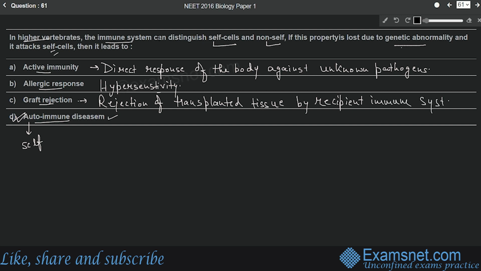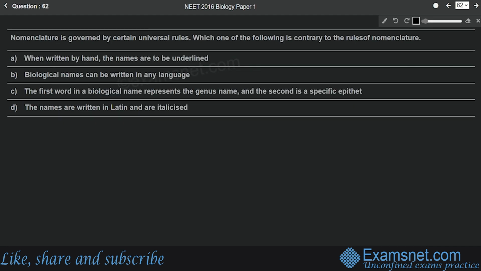And the last one we have already discussed, it is the correct answer. Now question number 62 is from the chapter named The Living World, and the question is, nomenclature is governed by certain universal rules. Which one of the following is contrary to the rules of nomenclature? So let's see one by one.